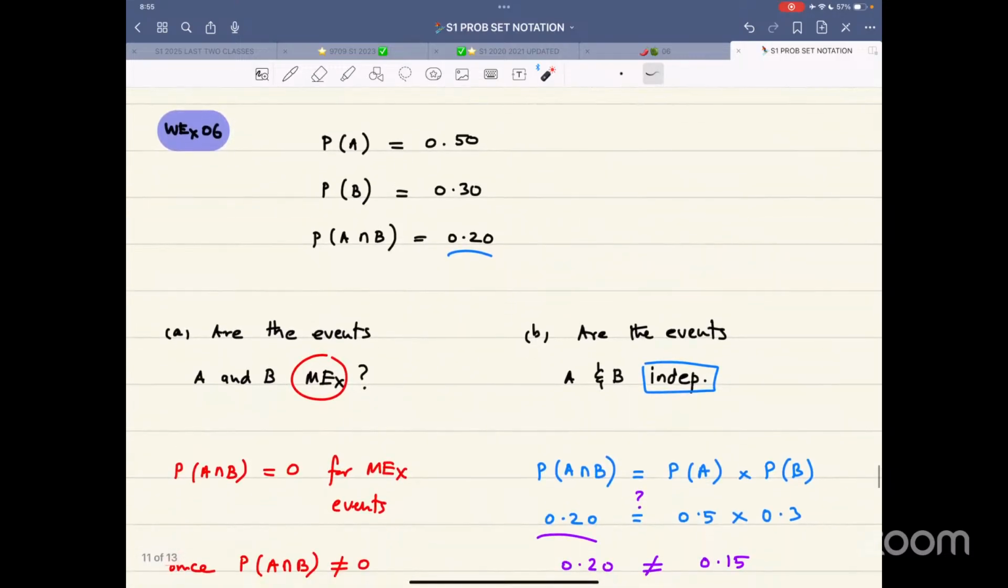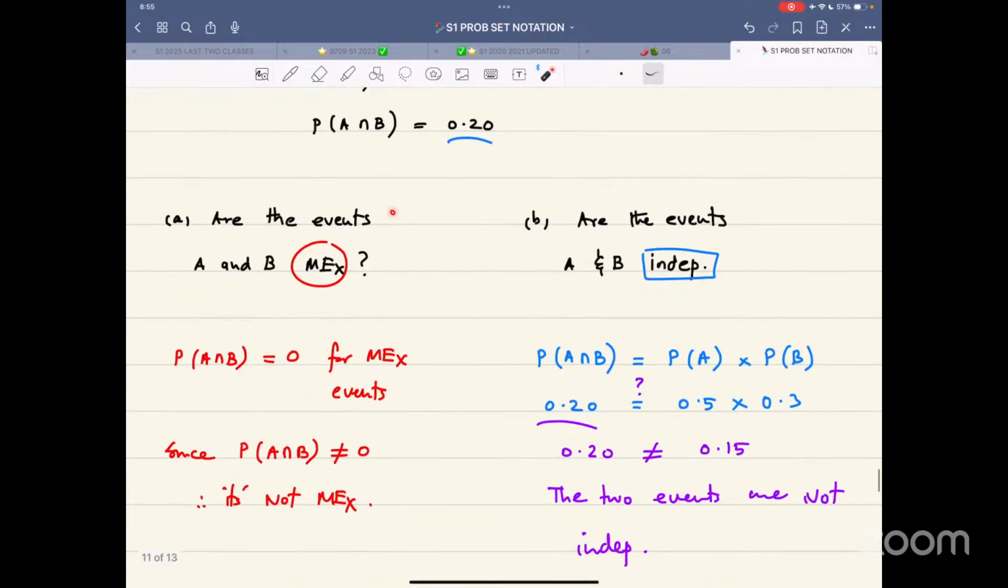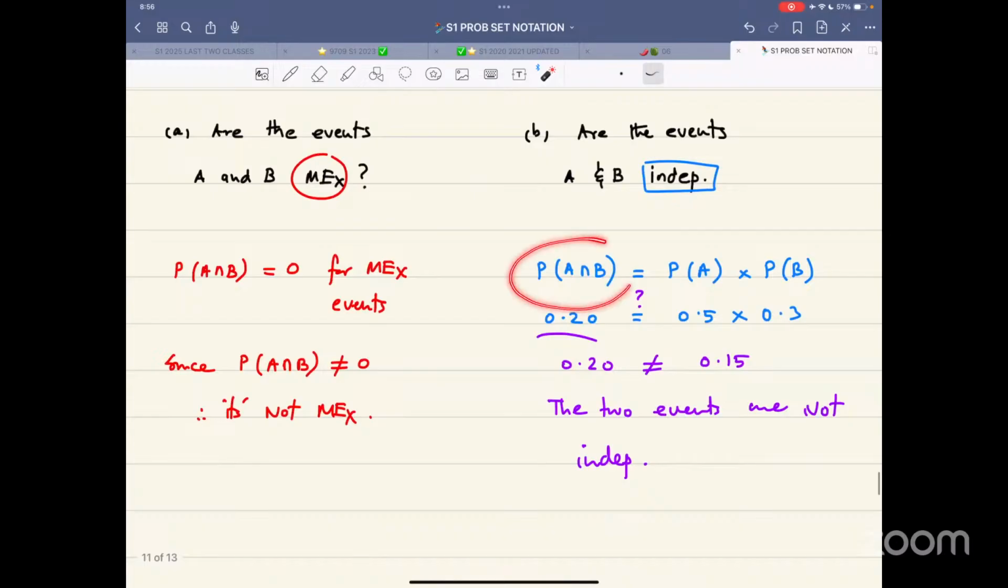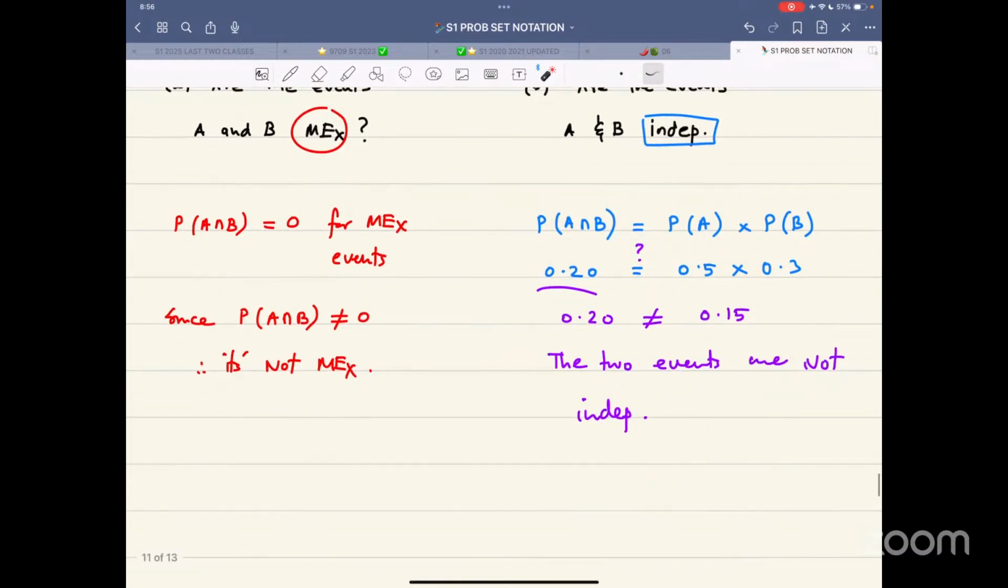Last question. Probability of A is 0.5, probability of B is 0.3, probability of intersection is 0.2. Are the events mutually exclusive? For mutually exclusive, the intersection should be 0. It's not 0, it is 0.2, therefore it's not mutually exclusive. Are the events independent? Is the intersection equal to the individual probabilities multiplied together? No, it's not. The two events are not independent. Don't worry about what it is, this is just a theoretical question.